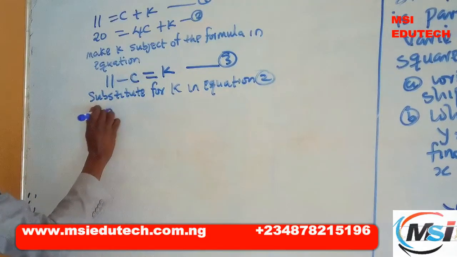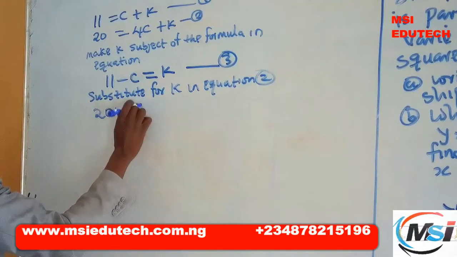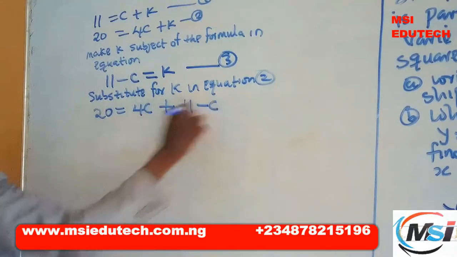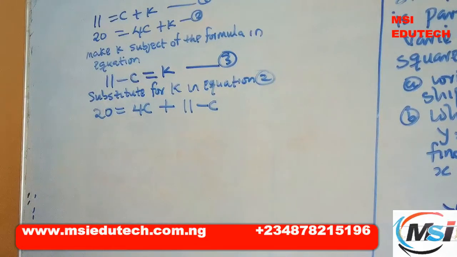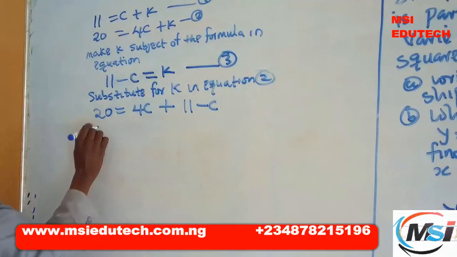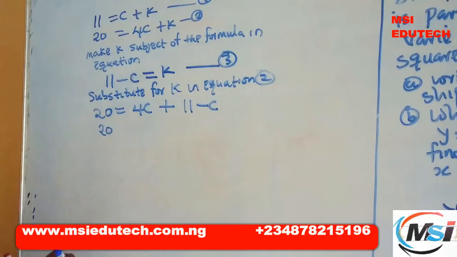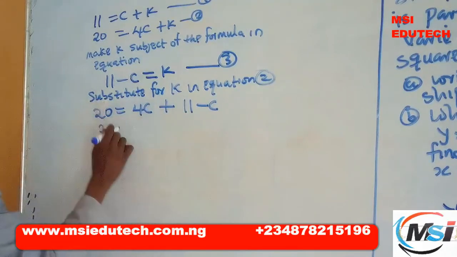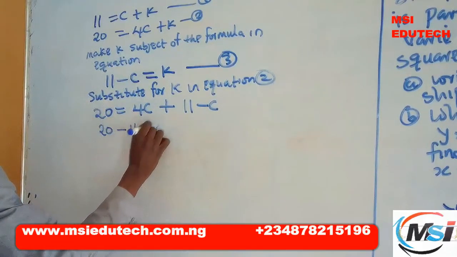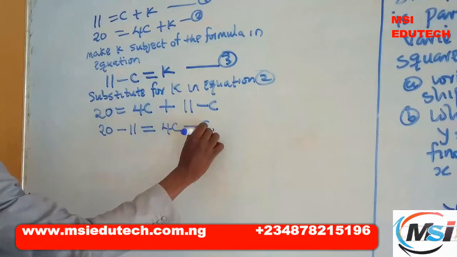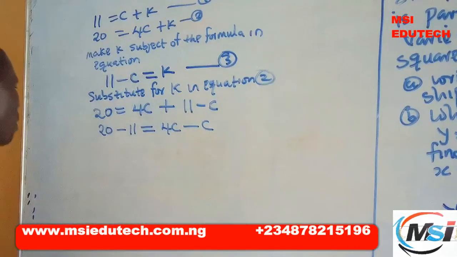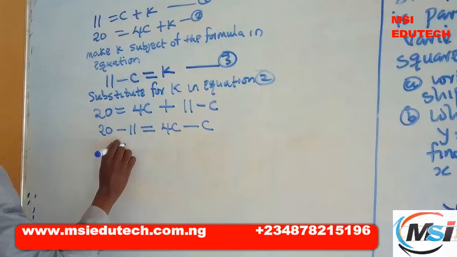So this will give us 20 equals 4c plus k, where k is 11 minus c. Now, you need to be very careful here. We call it collecting like terms. When this plus 11 crosses to this side, it turns to minus 11 equals 4c minus c. Remember, this minus c is not moving. It will still remain minus. So 20 minus 11 is going to give us 9.